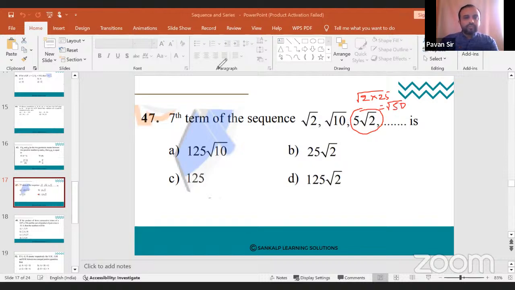Okay. Madan Naik has given option A as the correct answer, according to him.